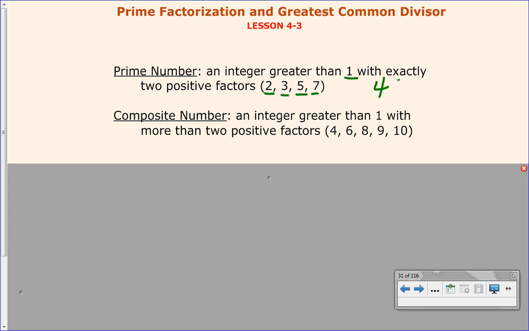4 is not considered a prime number because you could do 1 times 4 or you could do 2 times 2. So that's not a prime number. Now the opposite of a prime number is a composite number, and that's an integer or a number greater than 1 with more than 2 positive factors. And again, 4, 6, 8, 9, 10. So with this 9 in here, you can see it can be odd numbers too. Because to get 9, you could do 1 times 9, or you could do 3 times 3.